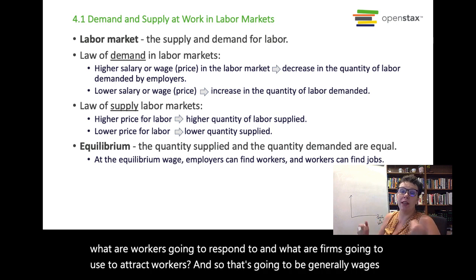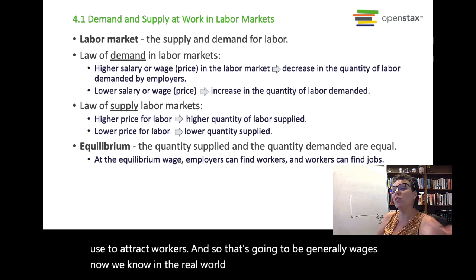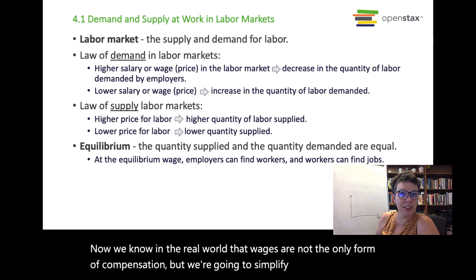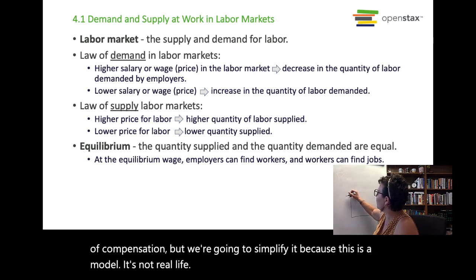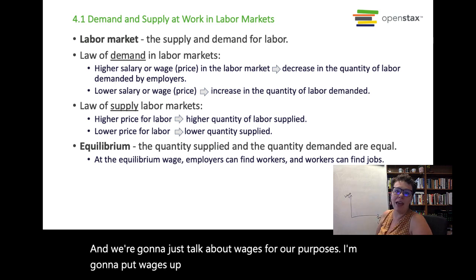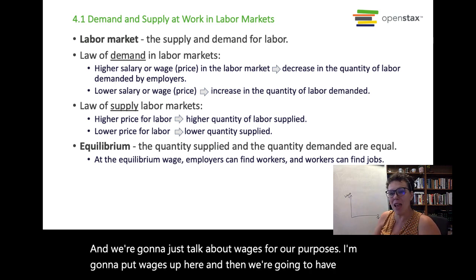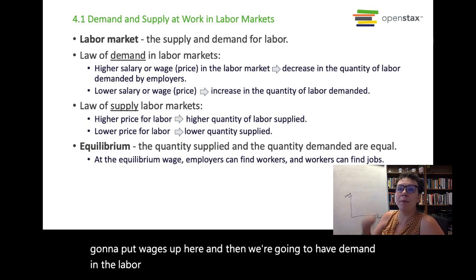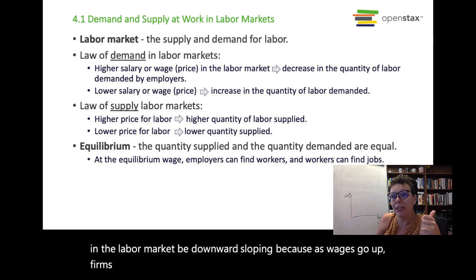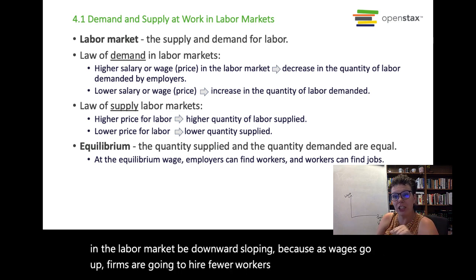Now, we know in the real world that wages are not the only form of compensation, but we're going to simplify it because this is a model, it's not real life, and we're going to just talk about wages for our purposes. So I'm going to put wages up here, and then we're going to have demand in the labor market be downward sloping, because as wages go up, firms are going to hire fewer workers. If wages go down, firms will want to hire more.